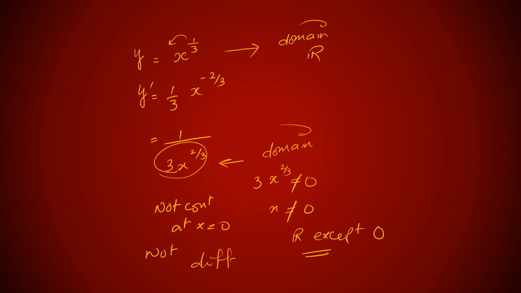So in short, functions which have sharp turns at any point, or which have a cusp at any point, so that at a certain point the tangent line slope becomes undefined, are not differentiable at that particular point.